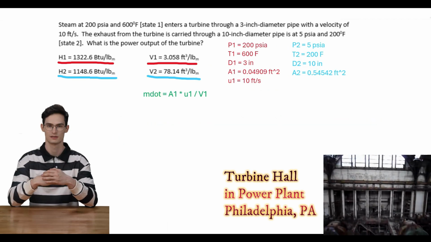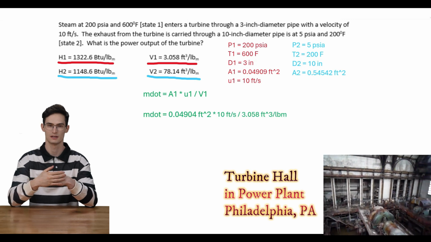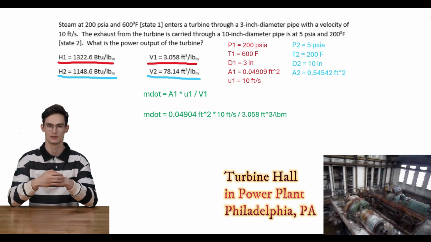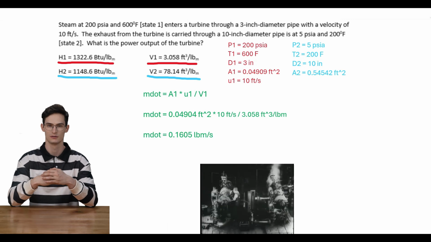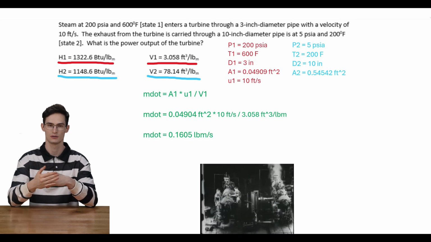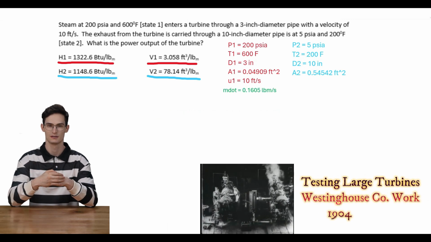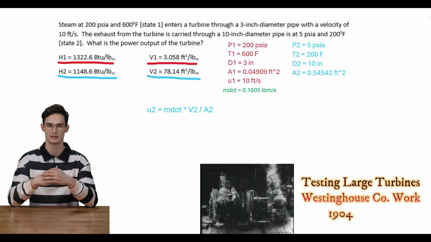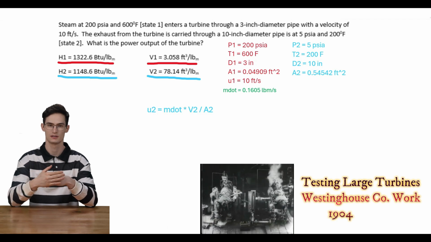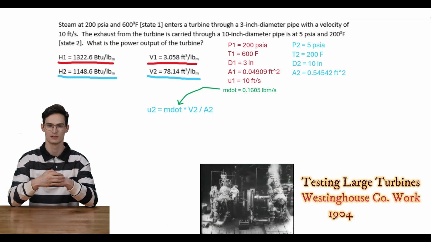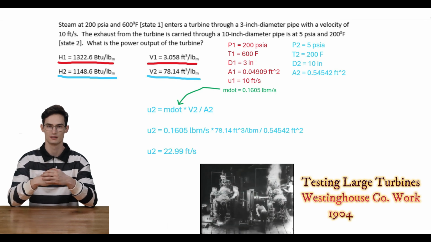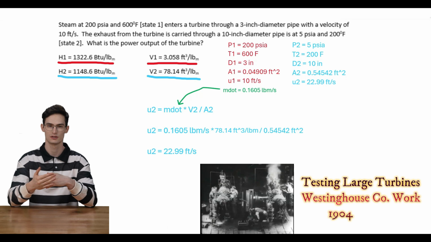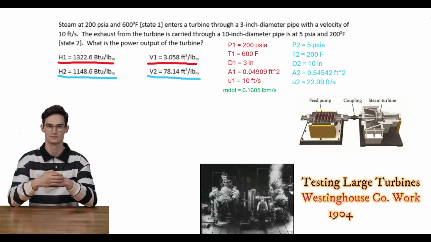The mass flow of the steam is equal to the pipe area at state 1 times the velocity at state 1 divided by the specific volume at state 1. The mass flow of the steam is determined to be 0.1605 pound mass per second. The velocity at state 2 is equal to the mass flow of the steam times specific volume at state 2 divided by the pipe area at state 2. The velocity at state 2 is determined to be 22.99 feet per second.